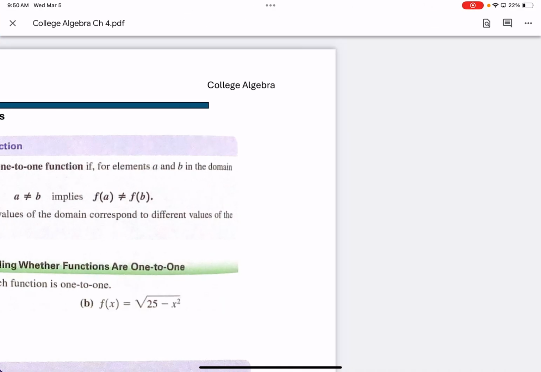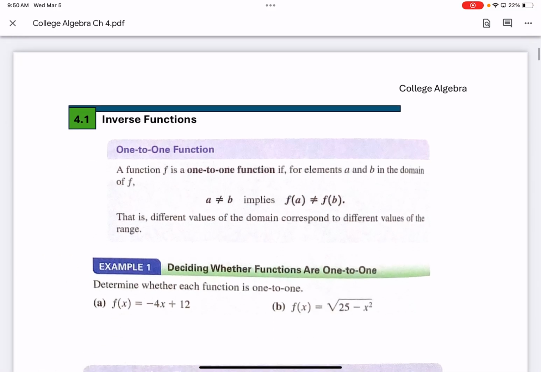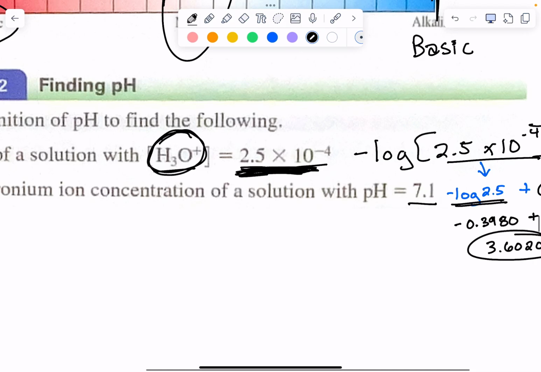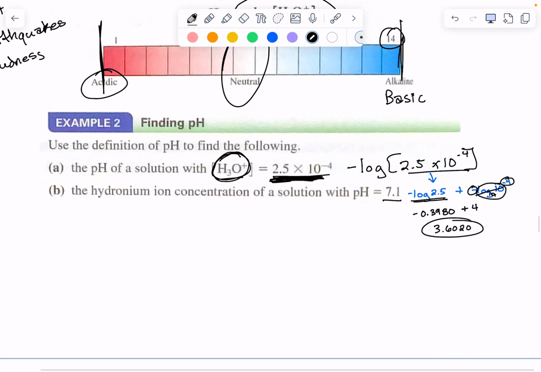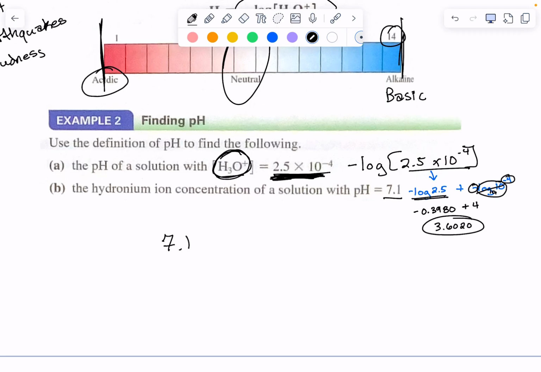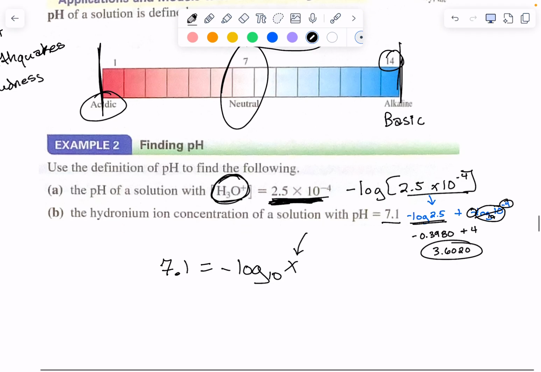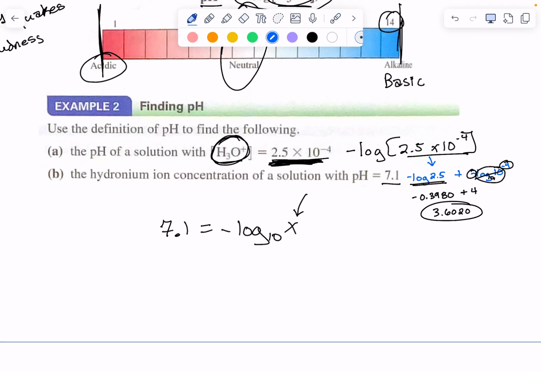Where did he go? Okay. If he has a pH of 7.1, we need to figure out what his hydrogen concentration is. So now we're working backwards. So we have pH equals 7.1, right? 7.1 equals negative log base 10 of, let's call it x. So we're trying to figure out what this x is. We're trying to figure out what the H3O plus is, what the solution is. Okay?